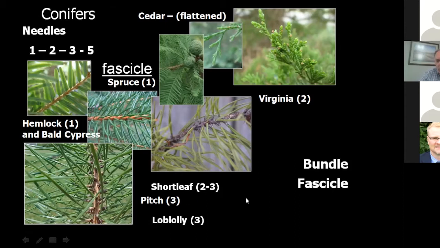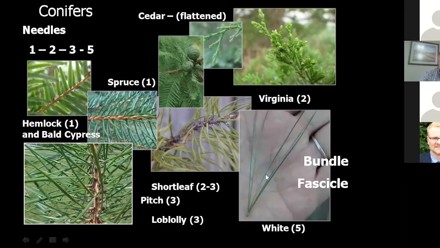And we have one more tree to look at, and that is the white pine. The white pine has 5 needles in the bundle, and the scientific name for the bundle is a fascicle. All right. So these are all of the native conifers that we're going to look at for the state of Kentucky. That is probably the majority of them that we have to contend with.